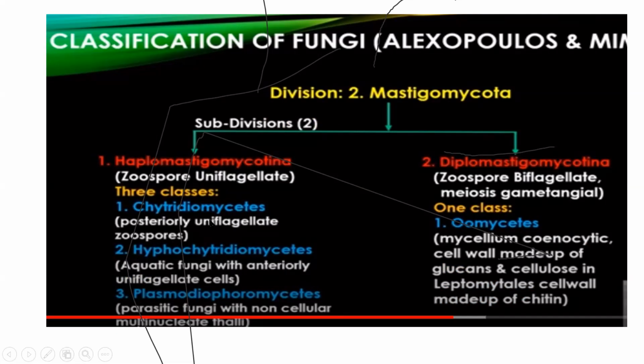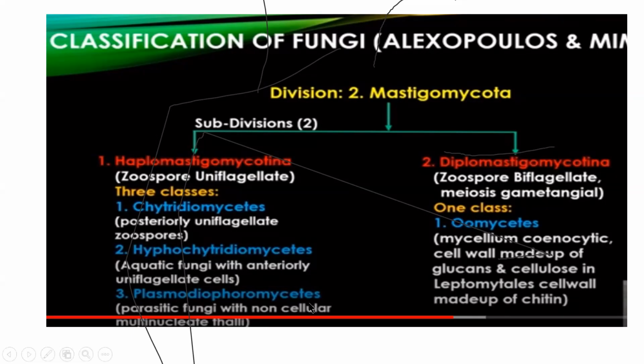So you have Chytridiomycetes, Hyphochytridiomycetes, Plasmodiophoromycetes. Okay, in Chytridiomycetes, it is posteriorly uniflagellate. That is, in the posterior portion of the thallus, uniflagellate. In Hyphochytridiomycetes, it is anteriorly placed uniflagellate. So it is present in the front part. Posterior means back portion of the cell. Anterior means front portion of the hypha or the cell.